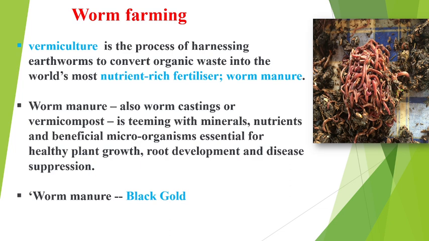Then worm manure, also called worm castings or vermicompost, is the product we can get by vermiculture. Vermicompost is teeming with the minerals, nutrients and beneficial microorganisms essential for healthy plant growth, root development and disease suppression. Worm manure we simply call khat in our local language, which is useful as a fertilizer in farming to increase the fertility of soil. Worm manure is also called black gold, काला सोना भी कहा जाता है इसे.